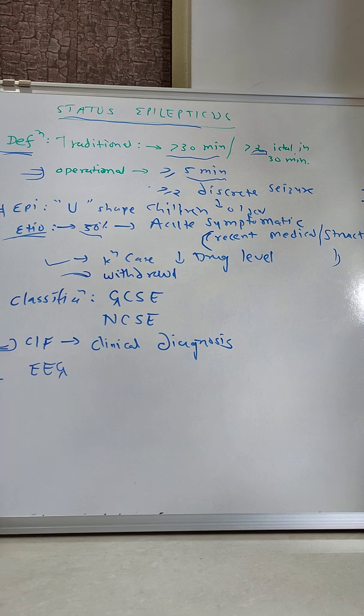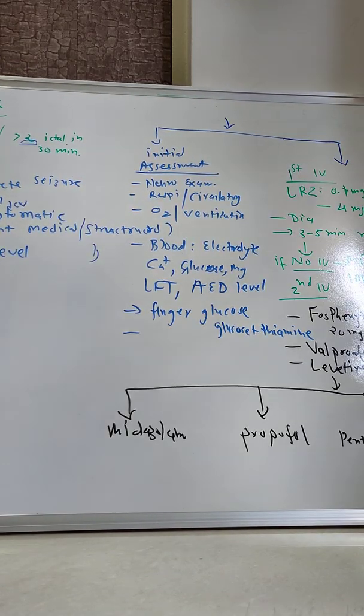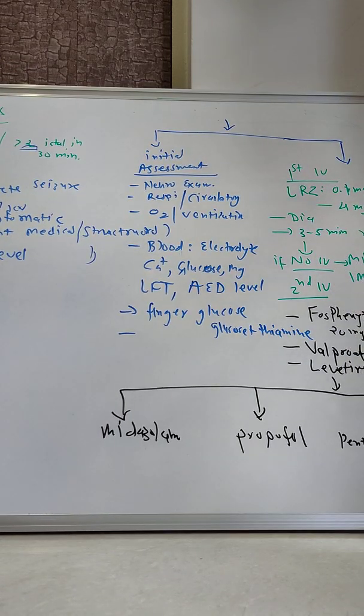We need to do EEG, and EEG monitoring is a must in a patient where, after a few minutes, the seizures may not be shown on clinical examination because of exhaustion, but on EEG the patient may have continued activity inside the brain, and that may lead to brain injury. So continuous EEG monitoring ideally should be done for all patients with status epilepticus.